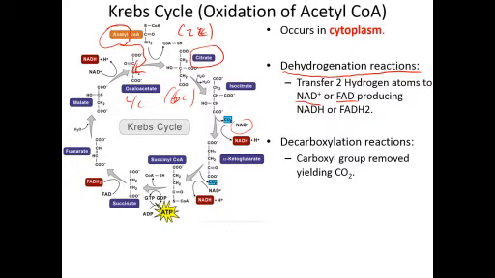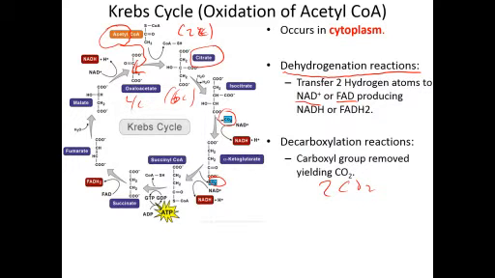Next you have a decarboxylation reaction. A decarboxylation reaction involves the removal of a carboxyl group, or basically removal of a molecule of CO2. So here what you see is isocitrate converted into alpha-ketoglutarate. You have a decarboxylation reaction that takes place. The conversion of alpha-ketoglutarate to succinyl-CoA, you have another decarboxylation reaction. So now you've actually removed 2 molecules of CO2.